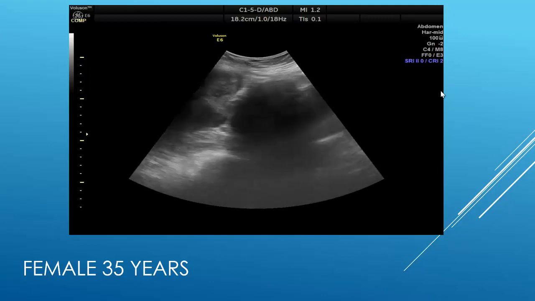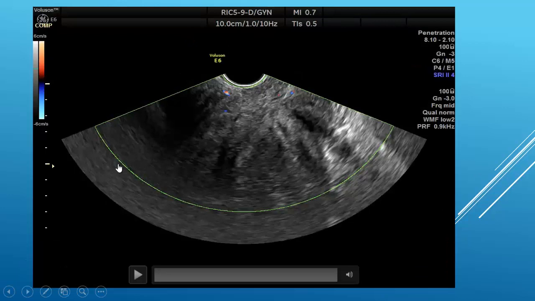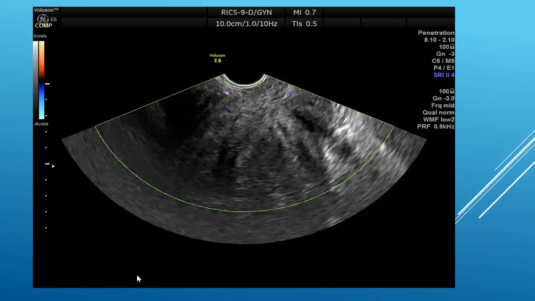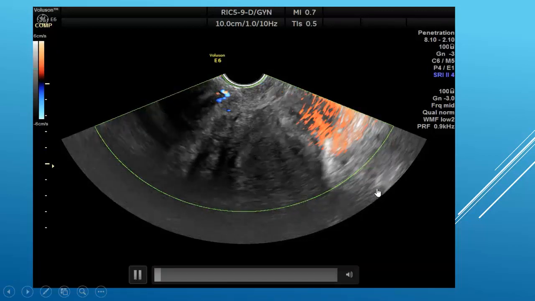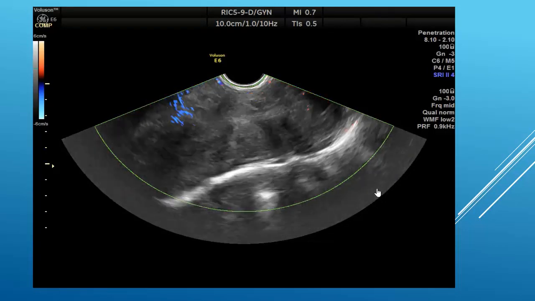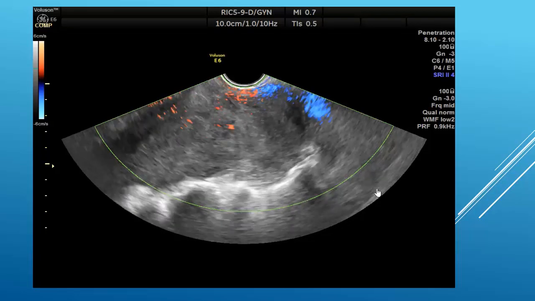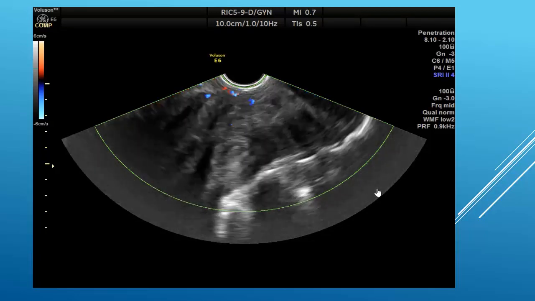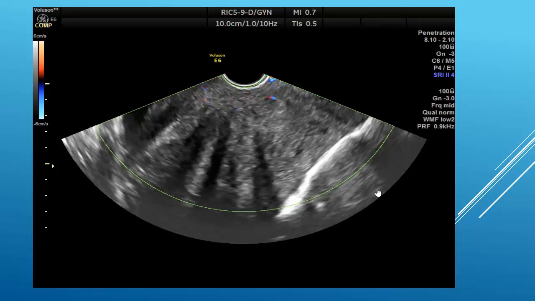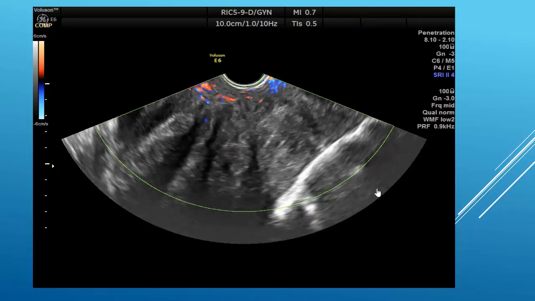and when we put Doppler here, there is no marked vascularity. Multiple well-defined lesions are present in this myometrium, showing perifibroid plexus, small fibroids replacing most of the myometrium.